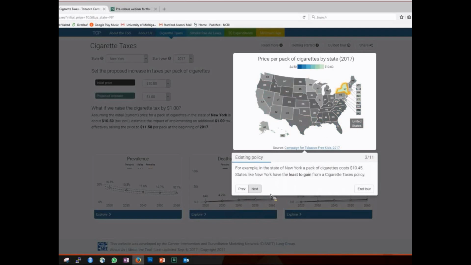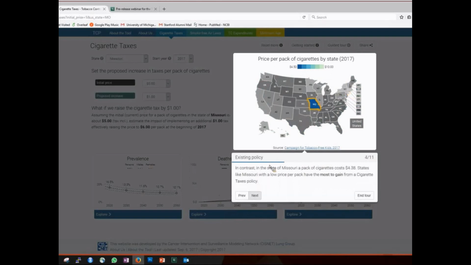Because the price is so high already for a pack of cigarettes, states like New York have the least to gain, whereas states with very low prices per pack of cigarettes have the most to gain from a tax increase.